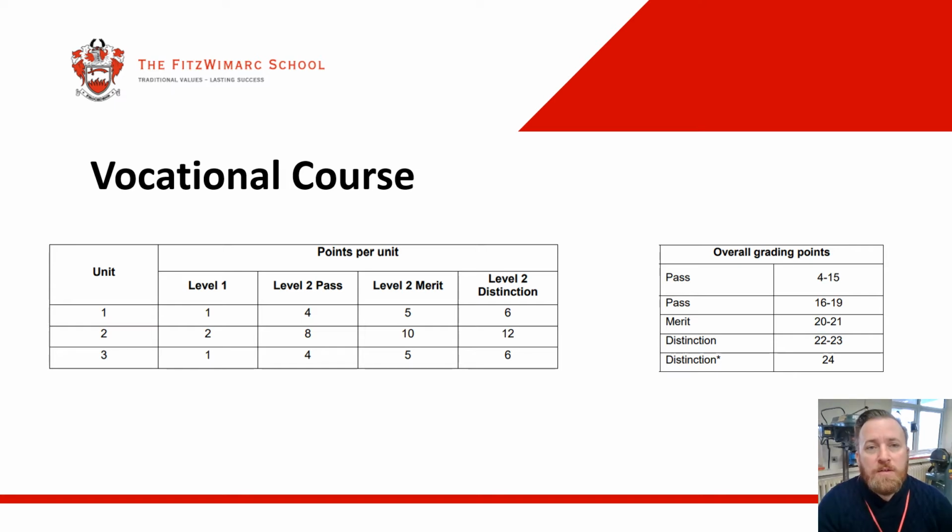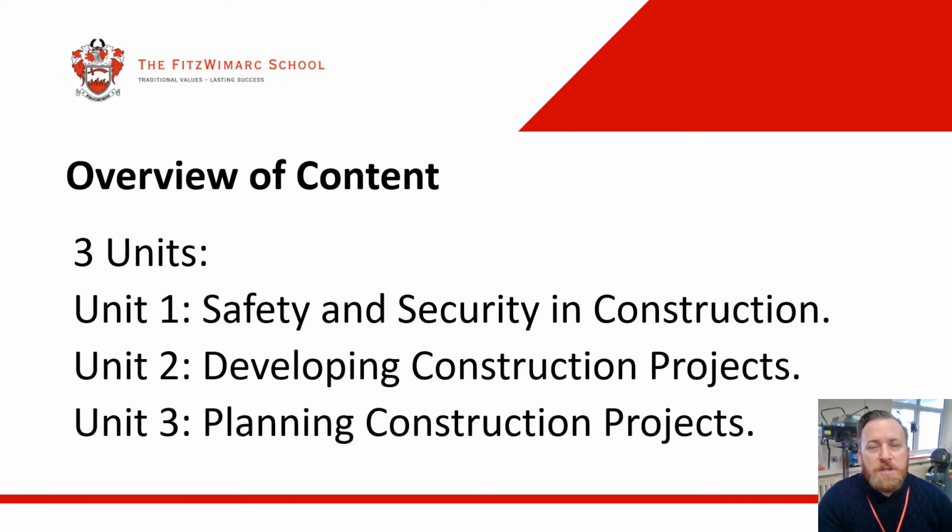On the screen there, you can see the breakdown between the 3 units that make up the course that we deliver, how each grade that they receive from a pass 1 to a distinction is given a point scoring, and this is tallied up at the end of Year 11 to give them their overall grade. As mentioned in my previous slide, the course is split into 3 units, Unit 1, Unit 2 and Unit 3. And I'm going to talk through each of the units and explain the differences between them.